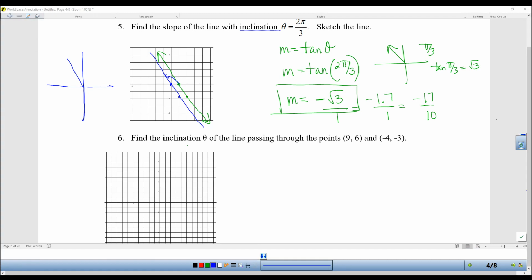Next one. Find the inclination of a line passing through the points (9, 6) and (-4, -3). So it looks something like that. Already I'm predicting my answer. I'd better get an answer no greater than 45 degrees. So my slope is y2 minus y1 over x2 minus x1, -9 over -13, which is positive 9/13.